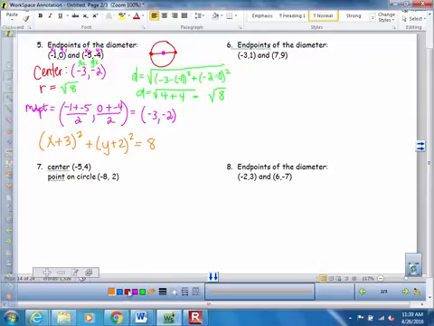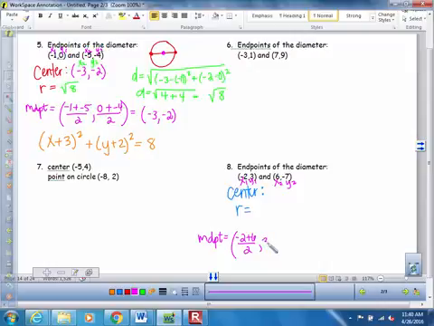So let's look at number 8. In number 8, they give me 2 endpoints. I need to find my center, which y'all told me I can do using the midpoint, and then I also need to find my radius. So I'm going to do the midpoint first, and I'm going to label x1, y1, x2, y2. My midpoint would be negative 2 plus 6 divided by 2, comma, 3 plus a negative 7 divided by 2. That would give me 4 over 2, which is 2, and negative 4 over 2, which is negative 2. So my center is 2, negative 2.